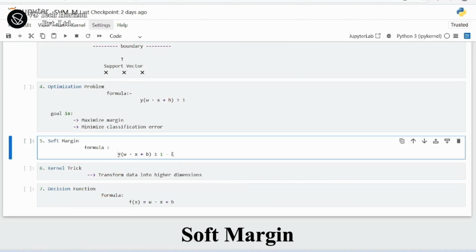Next is soft margin. The formula says y multiplied by w dot x plus b is greater than or equal to 1 minus xi. Here, real world data is not perfectly separable, so we allow some error using xi, that is a slack variable, and this allows misclassification and better handling of noisy data.